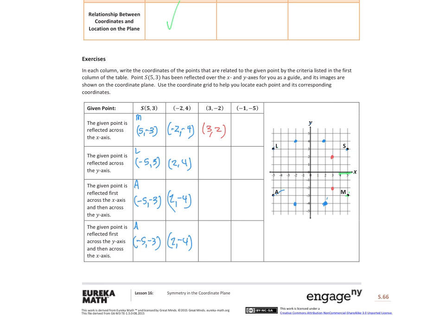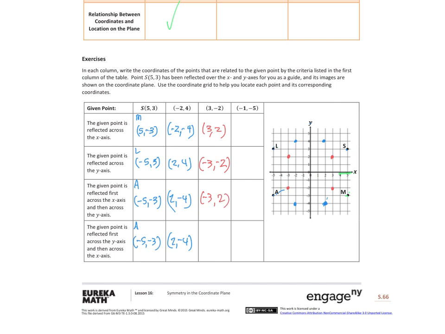Okay, what if I take my original point and I go across the y-axis? Now I'm at negative 3, negative 2. Then from my original point, 3, negative 2, I'm going to go across the x and then across the y, and now I am at negative 3, positive 2.